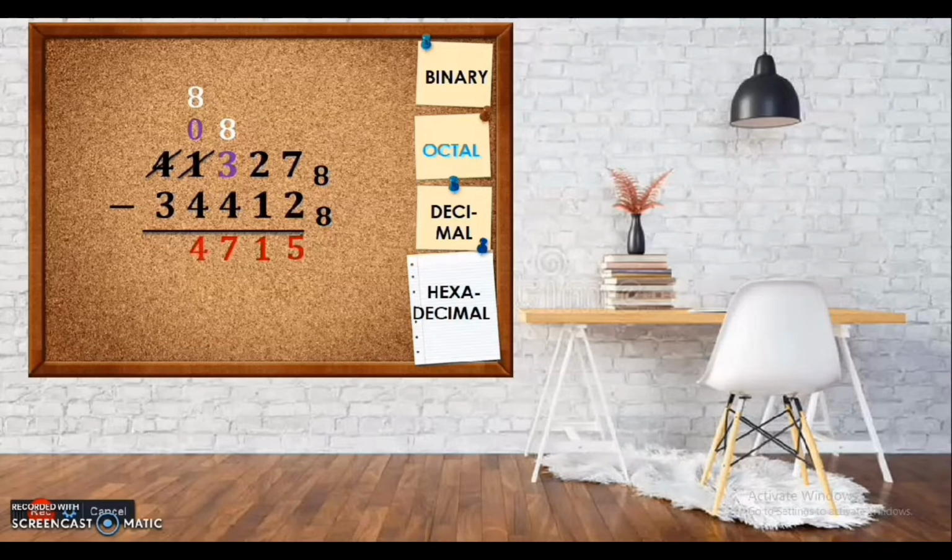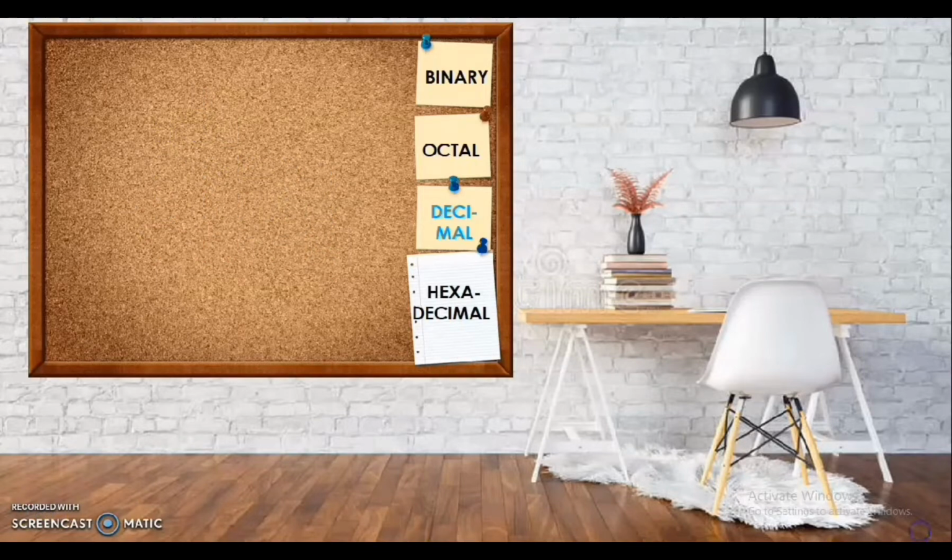The last number will be 4 minus 3. Since the 4 was reduced by one earlier, it becomes 3, and that 3 is what we subtract by the number below. 3 minus 3 is equal to 0. So we will have our final answer of 04715 base 8, or 4715 base 8. We need to consider the subscript 8 every time we write a final answer, or else our answer will be wrong.